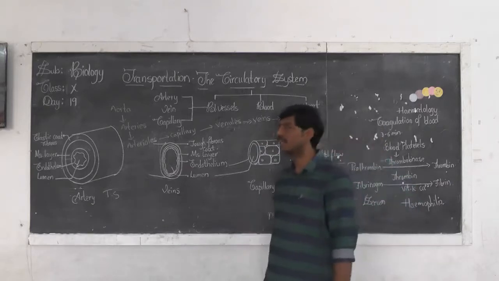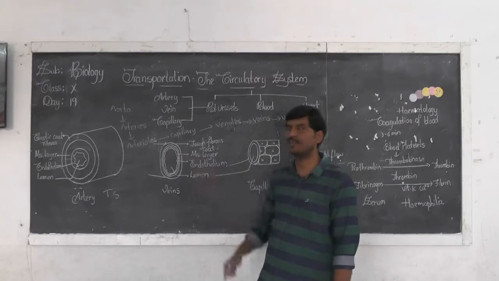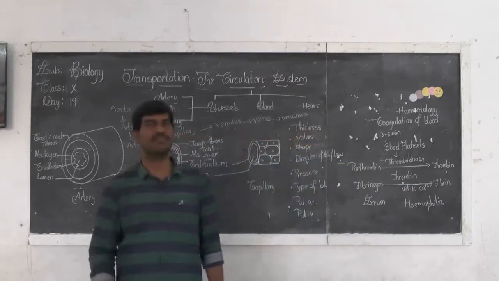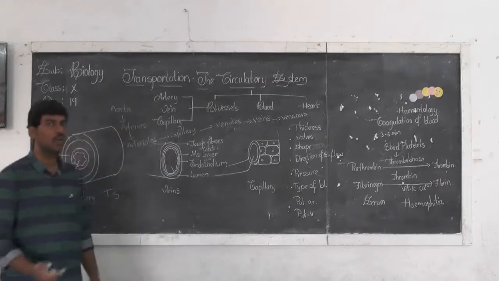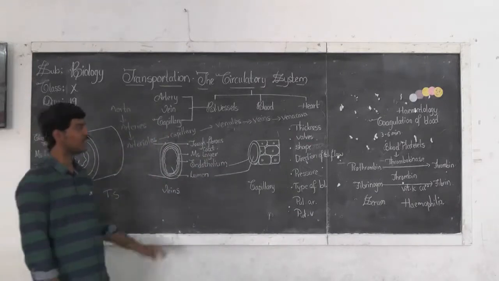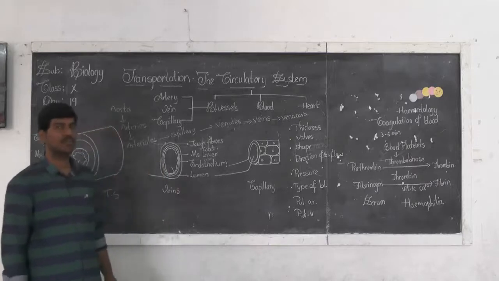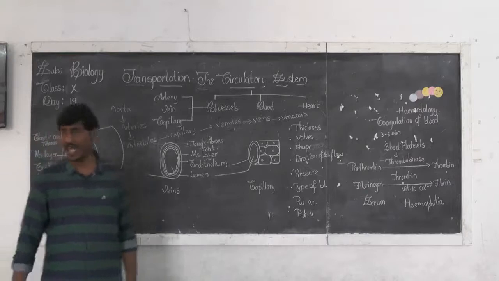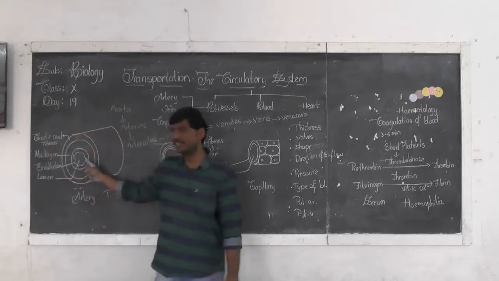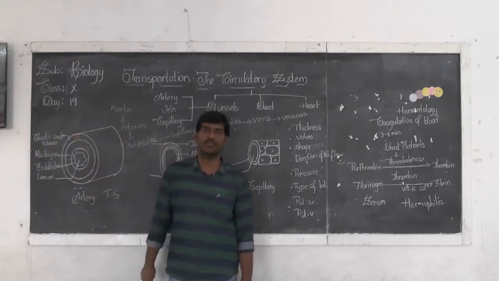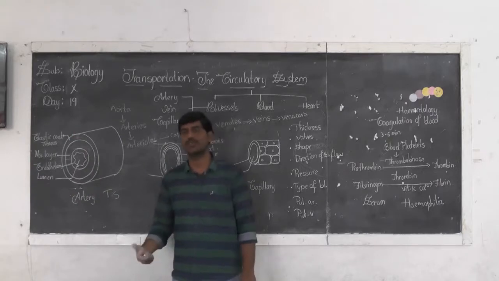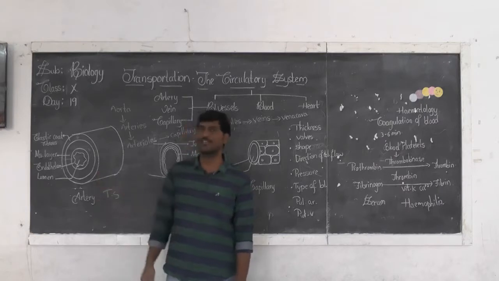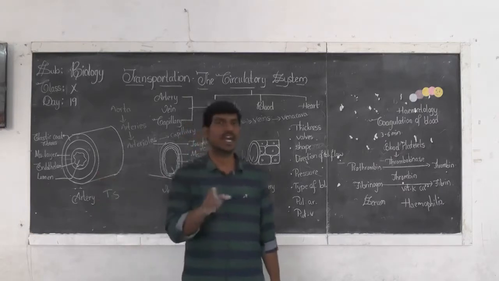Then obviously, as I told you, arteries carry the blood away from the heart. That is, the direction of blood flow will be from heart to body parts. Whereas in the case of veins, the direction of blood flow will be from body parts to heart. And here you can see the lumen is narrow. When the lumen is narrow, that means volume is less, then pressure is more. So pressure in arteries is more.